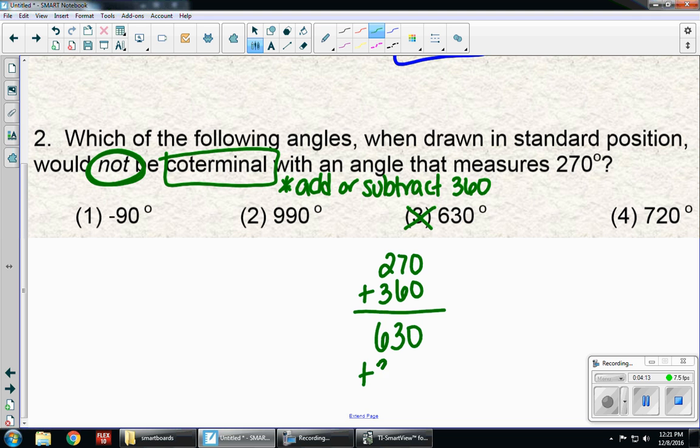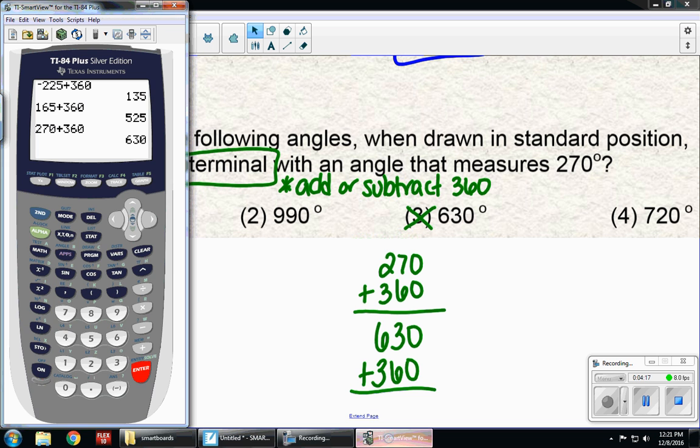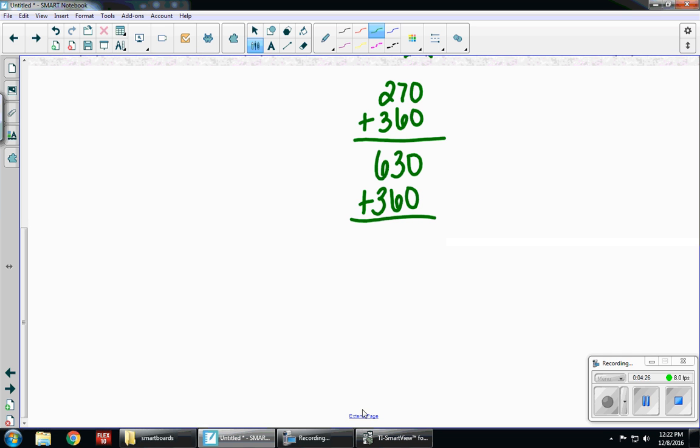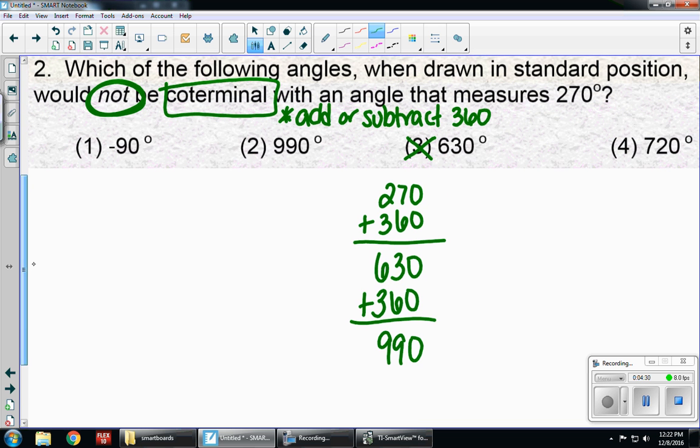Then I'm going to do it again, because I want to find out which one doesn't work. So I'm going to go back to my calculator, and I'm going to add 360, and I end up with 990. So 990 is coterminal. I'm looking for not, so I'm going to cross that off, which means it has to be 720, choice 4.